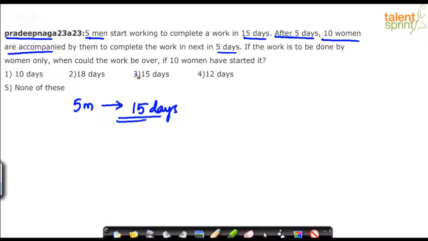So if you observe overall, out of the last 10 days of work, 5 days of work was done by 5 men and remaining 5 days of work was done by 10 women. That is the reason they could complete it together in 5 days. You're able to follow. These 5 men worked for 5 days. And I'm talking about the later part. In the later part. Later part means after 5 days.